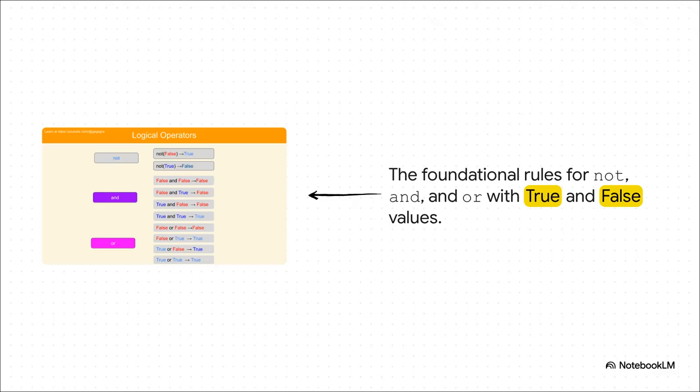And is kind of strict. It needs everything to be true to be happy. If even one little false creeps in, the whole thing is false. And then you've got or. Or is the chill one. It just needs one true value anywhere in the chain, and the whole expression becomes true.